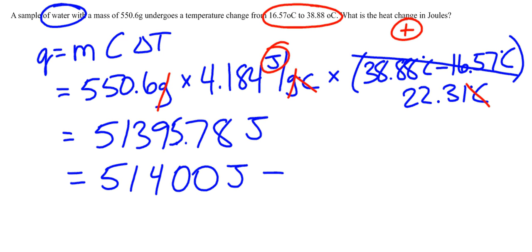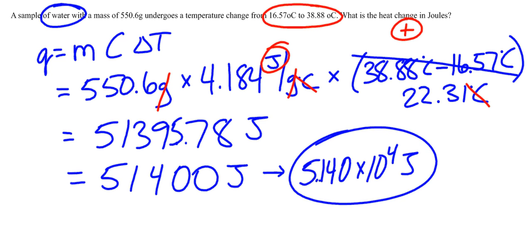But understand, if I really, really need to have the same number of sig figs as what I'm supposed to have, I can always put it in scientific notation. 1.40 times 10 to the 4th joules. Okay? And there's my final answer there.